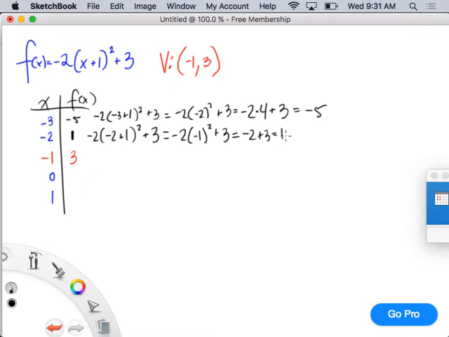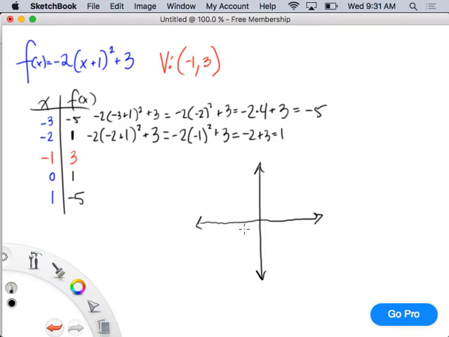What do I know about these two numbers? They're the same by symmetry. (1, negative 5). Okay. Okay, here's my vertex at (-1, 3).